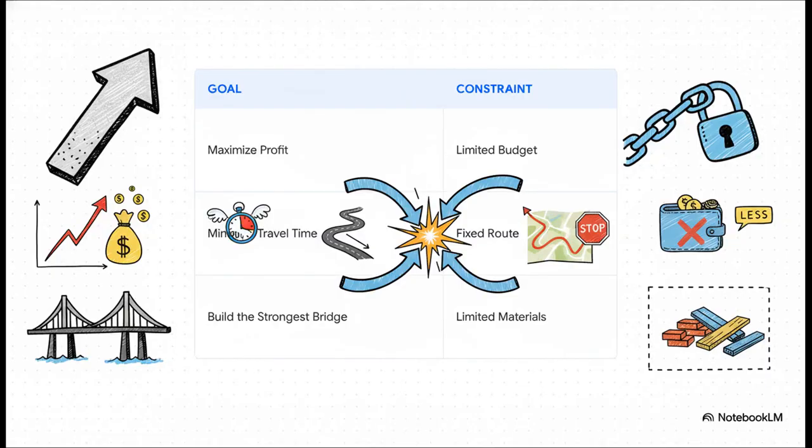The problem always has two parts. On one side, you've got your goal. That's what you want to maximize or minimize. Think profit, strength, efficiency. And on the other side, you've got a constraint. That's the rule you have to play by. A limited budget, a fixed amount of stuff to build with. This tension, this push and pull, is right at the heart of pretty much every optimization problem out there.